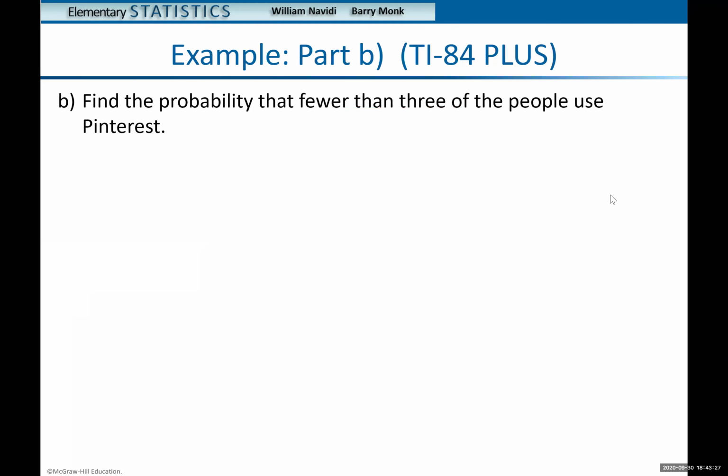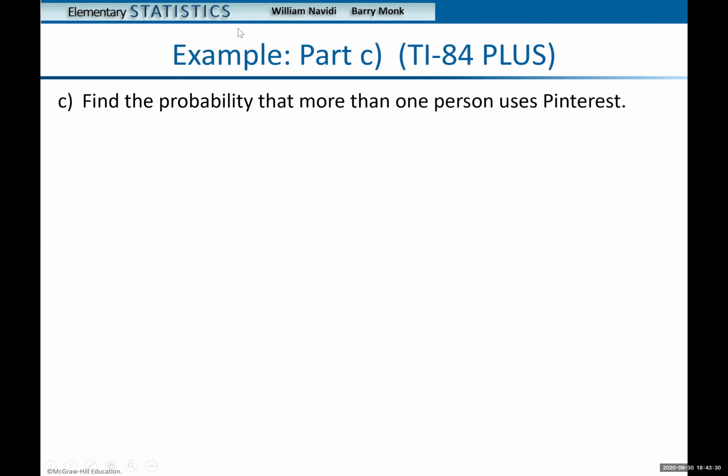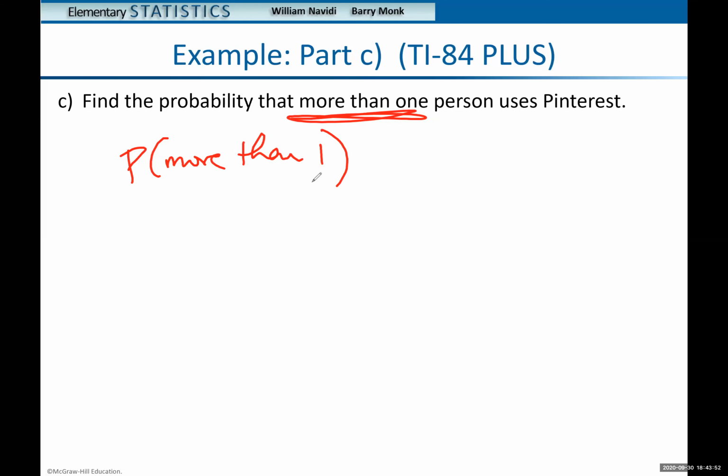All right, next one. So we have 0.1268 here. Letter C, find the probability that more than one person. This is very important that you understand the conditions. More than one person, probability of more than one. So what do we know about more than one? Anything higher than one? Very good. Anything higher than one. So that is like 2, 3, 4, 5, 6, right? Do you agree?